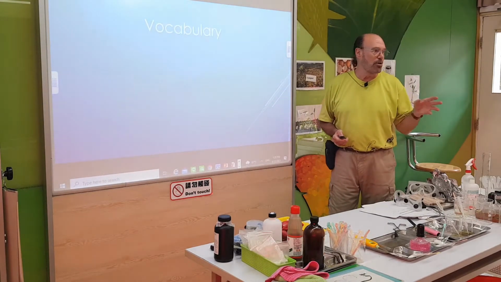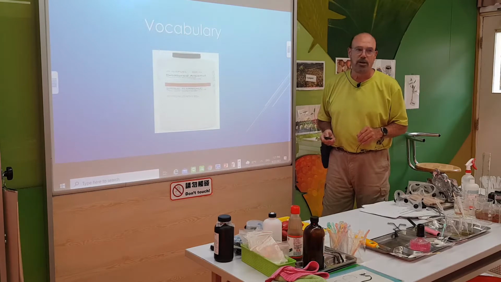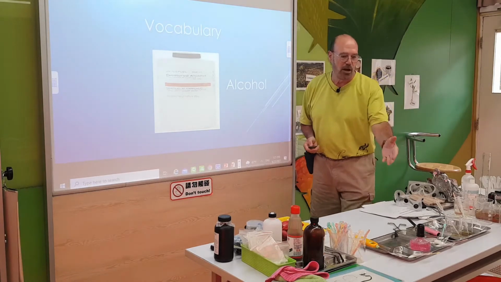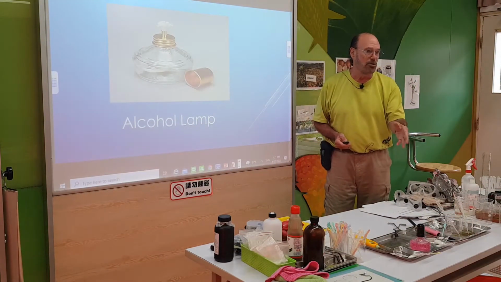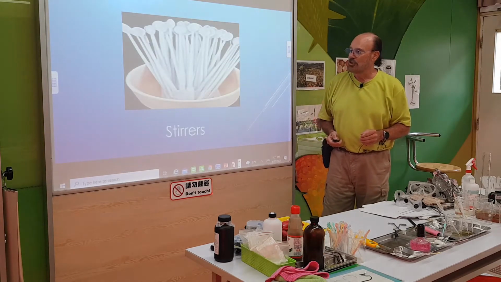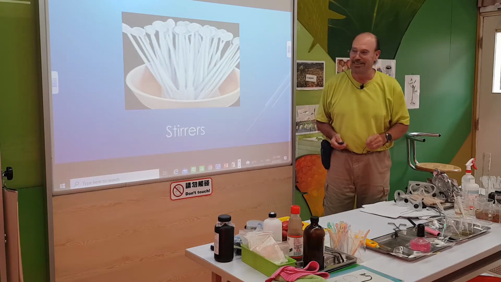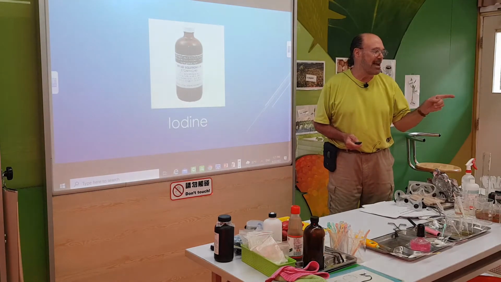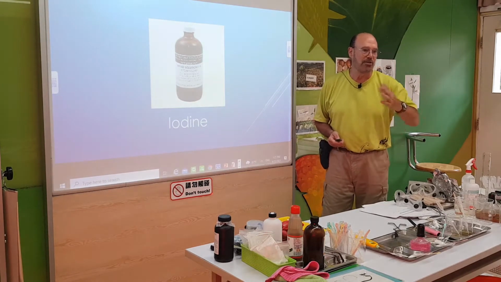Okay, so the vocabulary words, you have a sheet on your desk along with these, but these are some of the things that we're going to be working with in English. This is alcohol. We're going to use alcohol in a lamp for heat. We're going to use the alcohol lamp, although I will demonstrate that and do most of that. We're going to use stirrers. They're like for coffee, you know, but we're going to use them for science. And we're going to use iodine. You know iodine? It's on your sheet, the translation on your data sheet on the back, two sides.